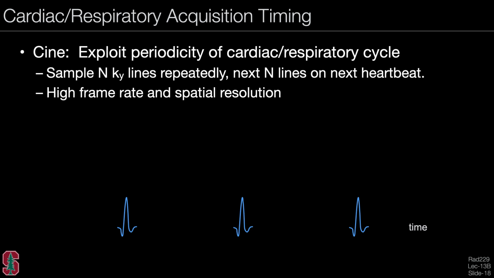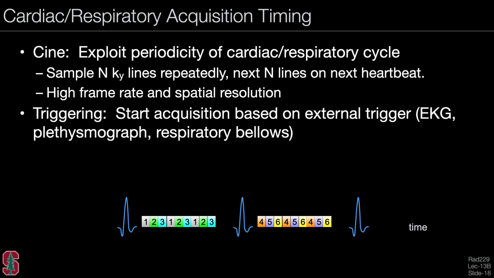So here what we'll do is we'll sample some number of ky lines repeatedly, and then we'll acquire the next lines on the next heartbeat. And this can give us a very high frame rate and spatial resolution. So it looks like this, where we might acquire 3 lines on one heartbeat and then acquire these repeatedly. And then on the next heartbeat, we'll acquire some of the next lines.